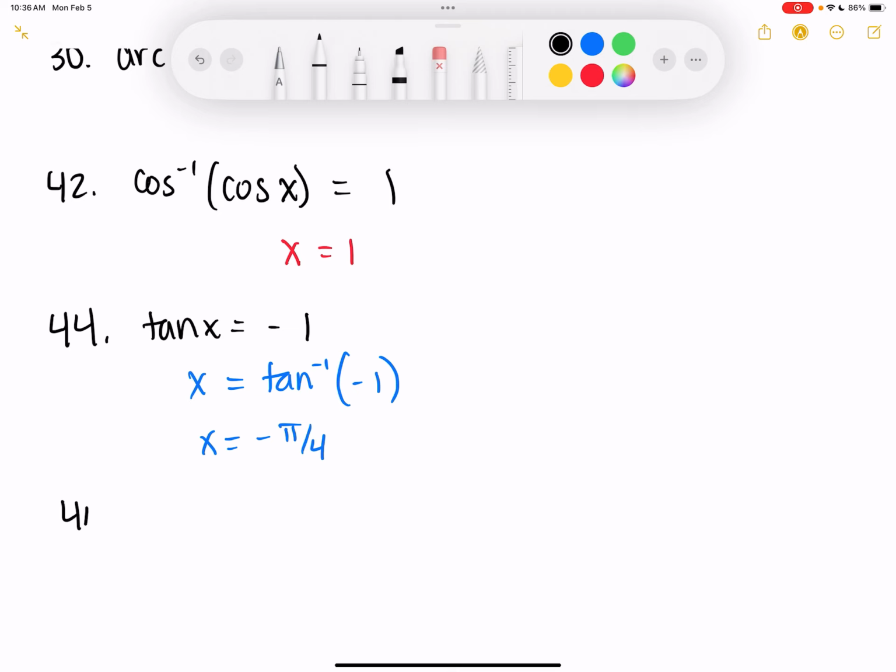One more just for funsies. Inverse sine of the sine of x is equal to pi over 10. This one should be easy. Pi over 10. x equals pi over 10. All right, any questions on any of that?